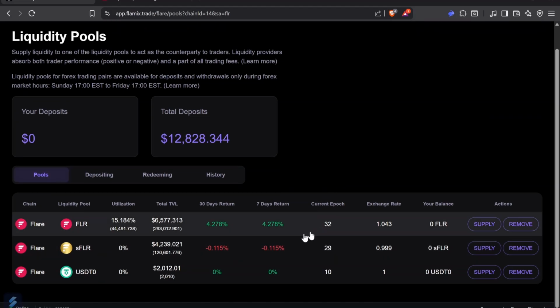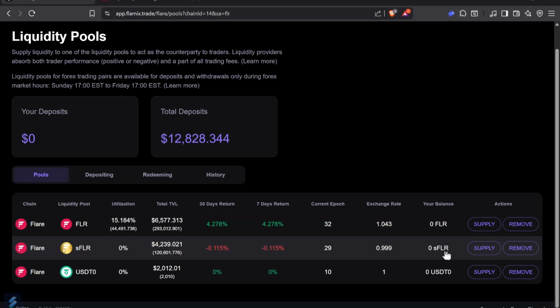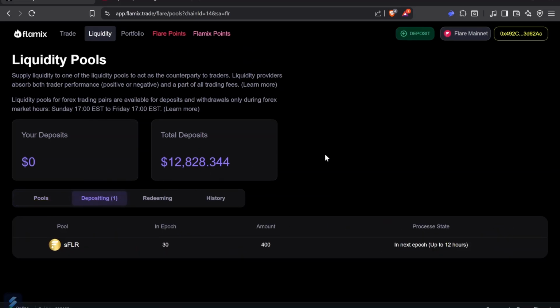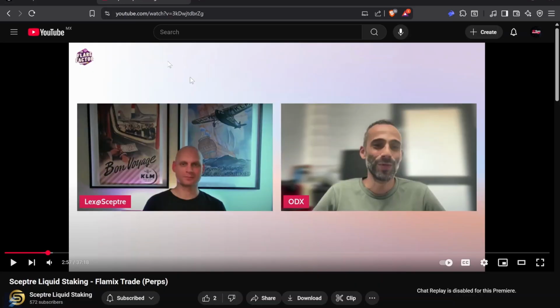Okay, so I don't know how long it takes, but we should see it here. I think there's an epoch, and then when the epoch finishes, then you get deposited. Yeah, here it says depositing in the next epoch. He said that it's usually up to 1 hour, but they said up to 12 hours just to be protected. This is all the information that I got from this video.